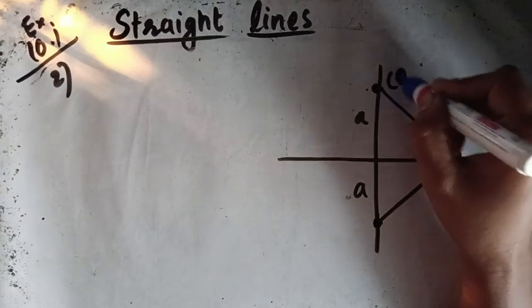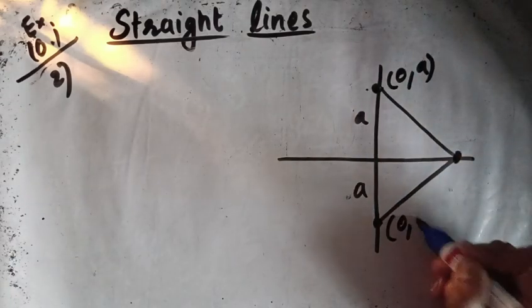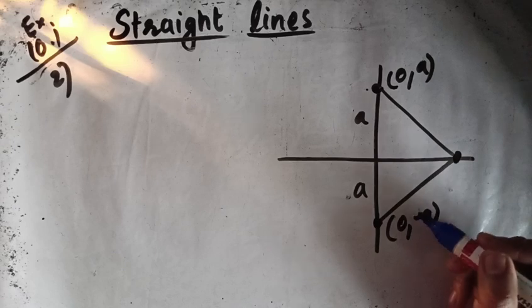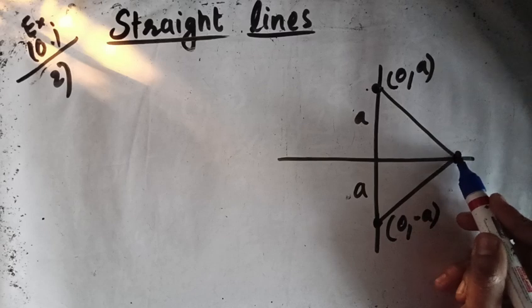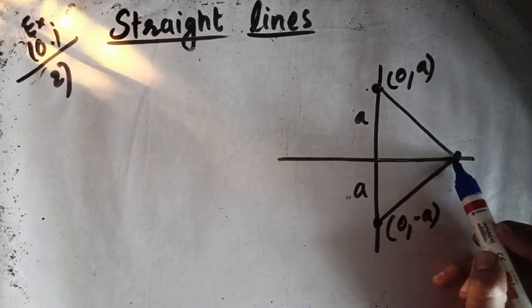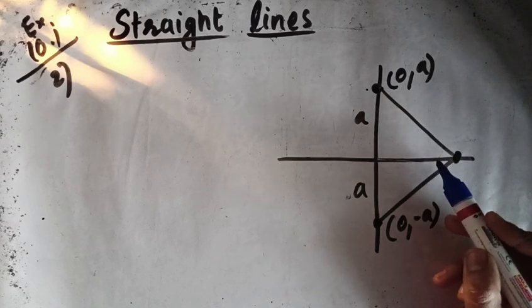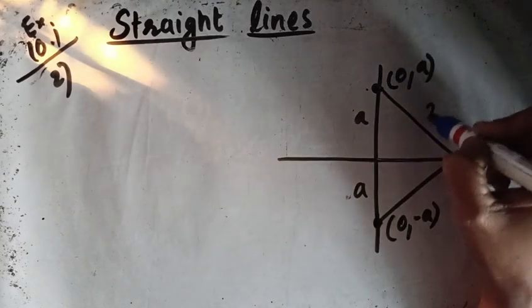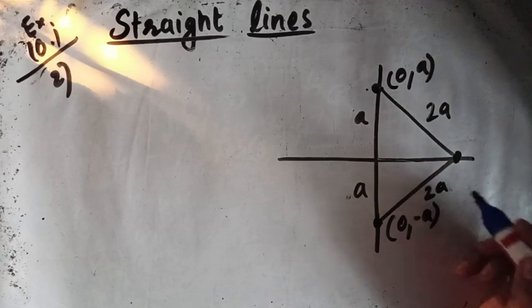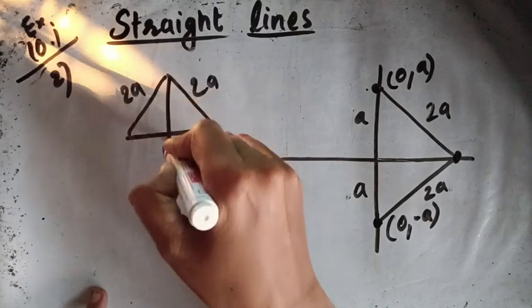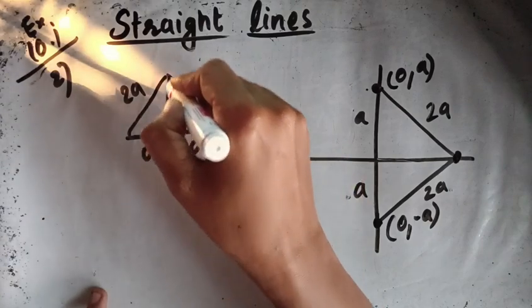This point is nothing but 0, a. This is 0, minus a. Two vertices are already there. Now you have to find this point. So we need this distance. Since this is equilateral, this is also 2a and this distance is also 2a. That is, the triangle is like this: 2a, 2a, and this is a, this is a. So you have to find the perpendicular.